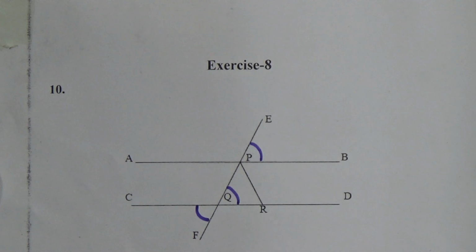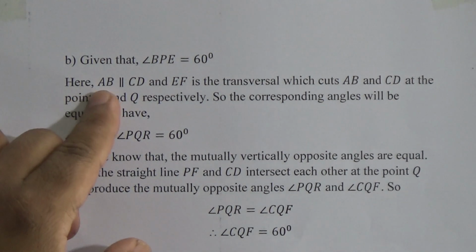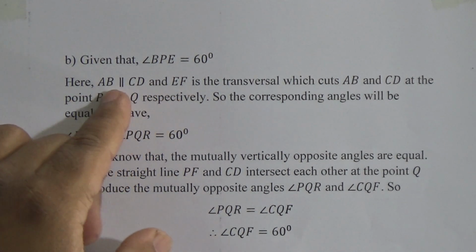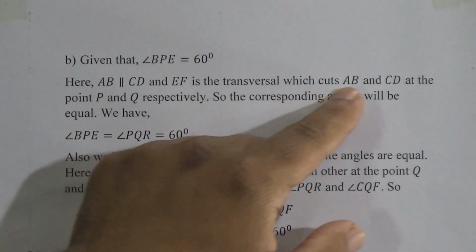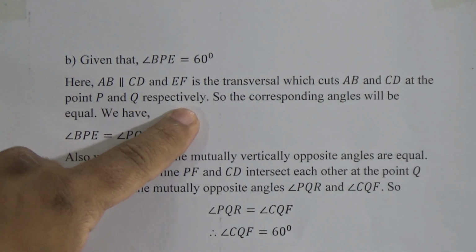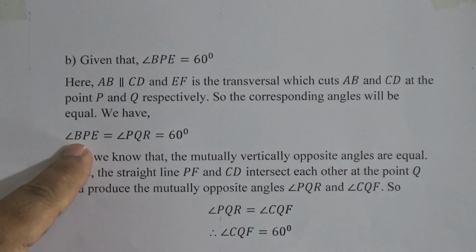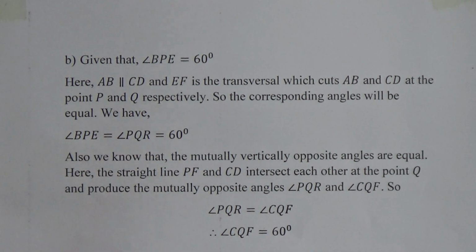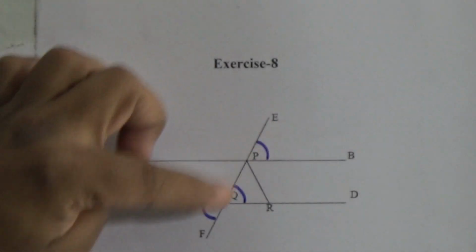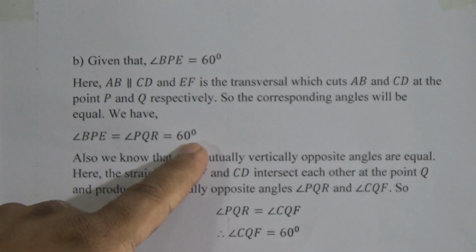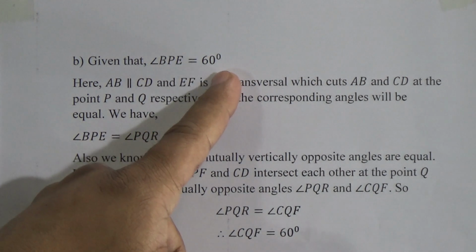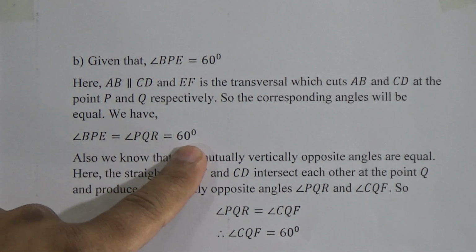Okay, on the right side, look at the solution. It's given that BPE equals 60 degrees. I have written down here that AB and CD lines are parallel to each other, and EF is the transversal which cuts AB and CD at the points P and Q respectively. So the corresponding angles will be equal. We have the angle BPE equal to angle PQR. These two angles are equal, and the value of the angle PQR will be 60 degrees, because the angle BPE equals 60 degrees.